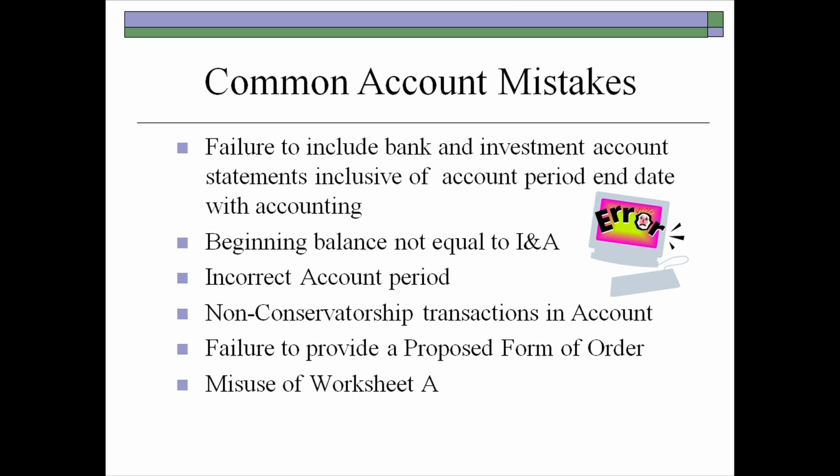Another error that people make is using the incorrect account period. Again, if you're not sure of the account period that you should be reporting on, read the minute entry that appointed you conservator, and there should be an order in that minute entry that defines your account period.